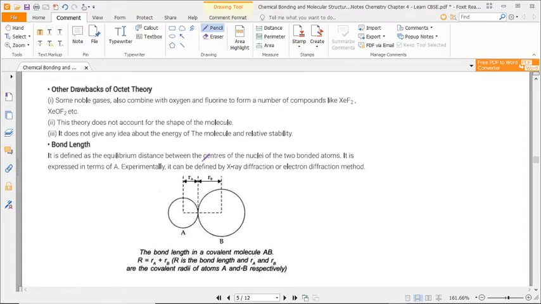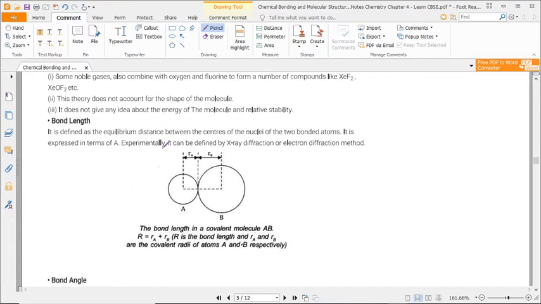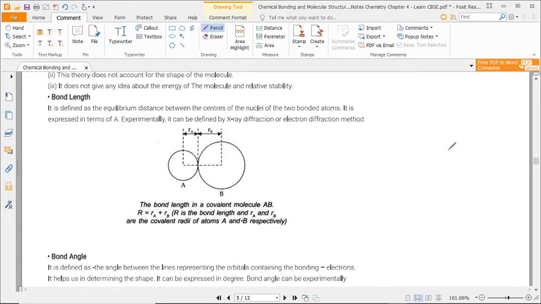But still, there do exist some inert gases like xenon which can form chemical compounds, like xenon difluoride, xenon tetrafluoride, xenon oxyfluoride, and so on. So this is not explained by your octet theory. That is a drawback. Got it? And also from the octet theory we cannot determine the shape of the molecule. That is one more problem.